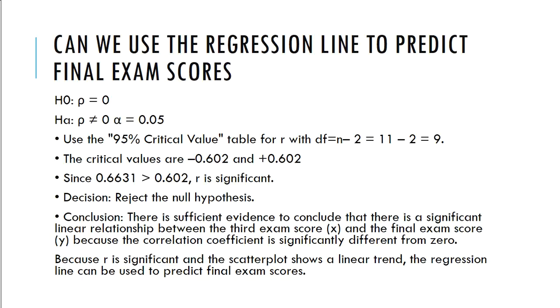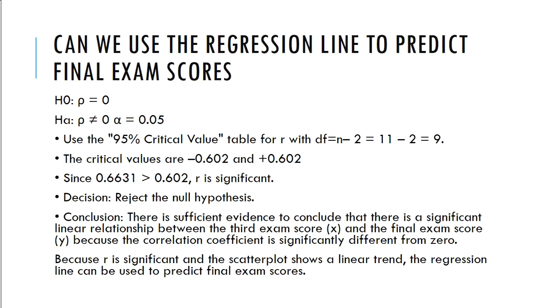So I'm going to go in the table, like I said, on page 662. And if I go down to number 9, my critical value is 0.602. I've got to make that a negative and a positive. So since 0.6631 is greater than 0.602, R is significant. That means I'm going to reject my null.